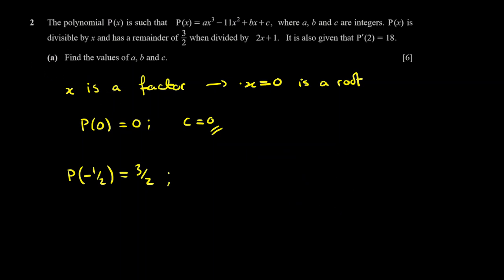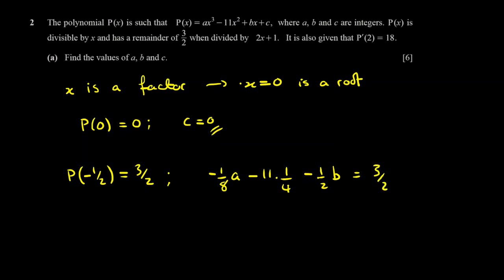So if we substitute in negative a half into our polynomial, we're going to get a times negative a half cubed, which is going to be negative 1 upon 8. So we get negative an eighth a, minus 11 times negative a half squared, which is positive a quarter, plus b times negative a half, so that's minus a half b. C, remember, is 0, and this whole thing is going to be equal to 3 upon 2.